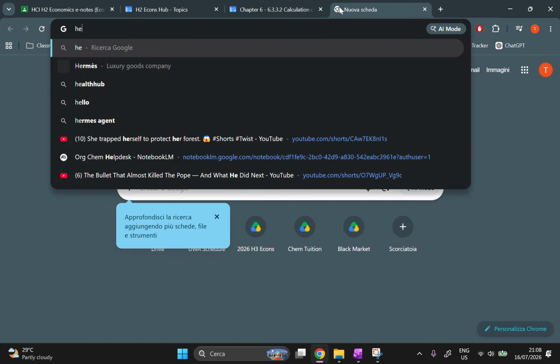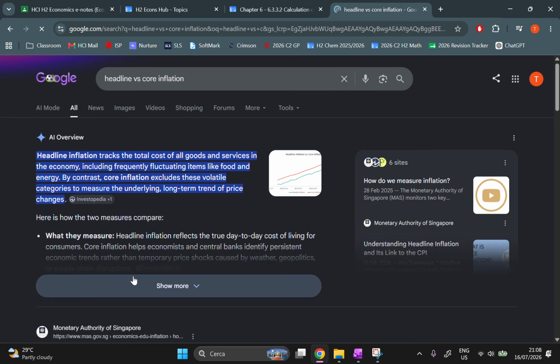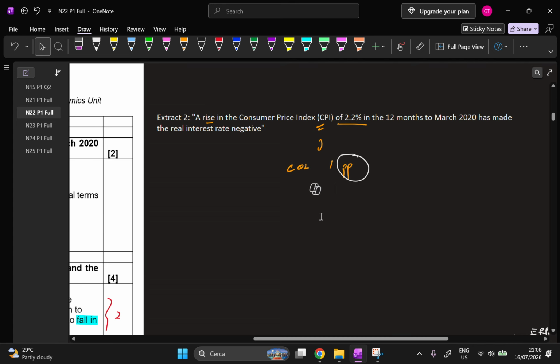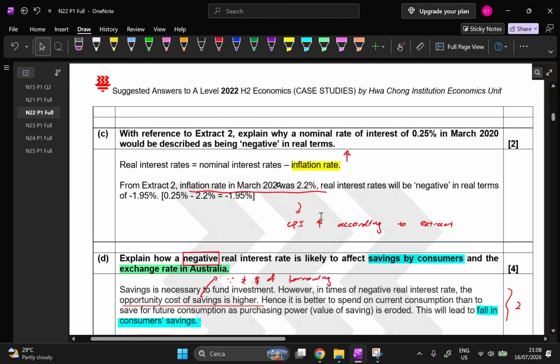If you Google, what is the difference between headline versus core inflation? You see that headline inflation tracks the total cost of all goods and services. Core inflation excludes volatile categories, food and energy. So by right, food is included in headline inflation, it's not included in core inflation. But a common basket of goods is not just food. I know I use food items to illustrate, but this common basket of goods, if the rise in the consumer price index means that I need to spend more money to get this same basket of goods, I'm looking at headline inflation of 2.2%. So it is not the case that the inflation rate in March 2020 was 2.2%.